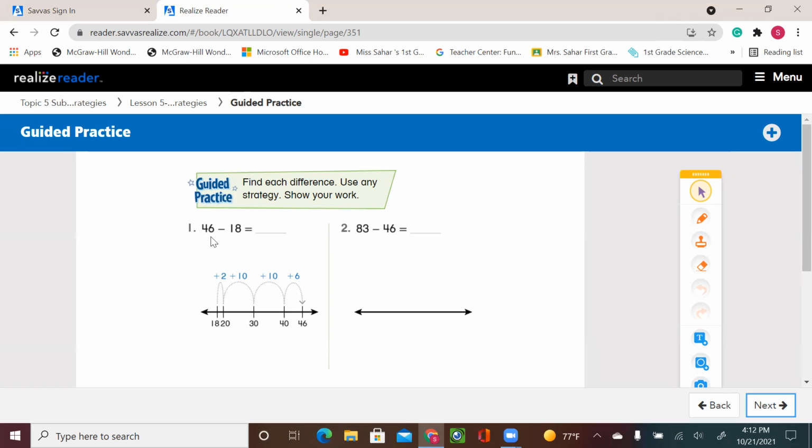But look at my number here. It's 46. So I need to reach 46. So I need to do 6 ones, or we did it in one jump. So plus 6. And on your number line, you need to write the numbers of the jumps because that's how we get your answer. In order to get your difference for this equation, we're gonna add the jumps together. So we have 2 plus 10 plus 10 plus 6, that's 28. So 46 minus 18 equals 28.